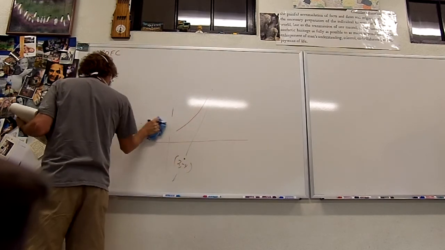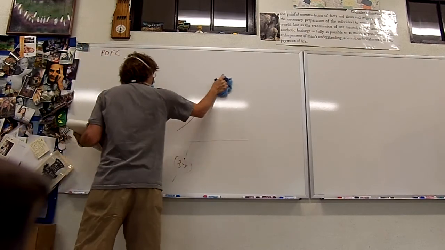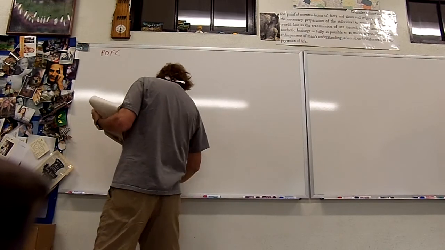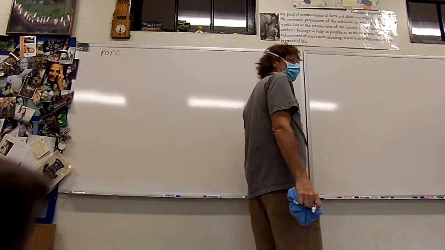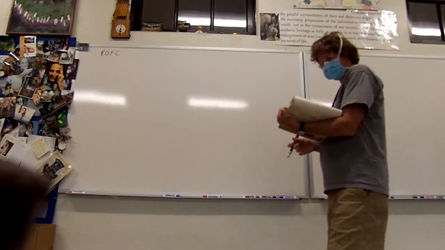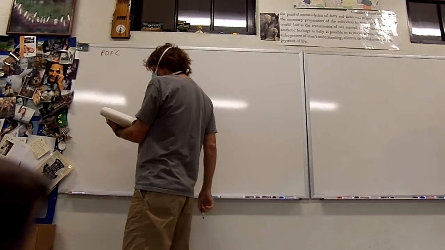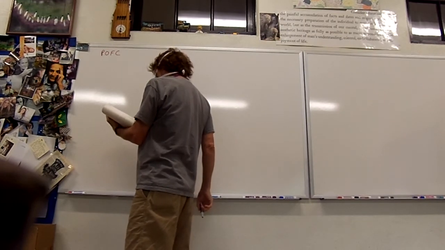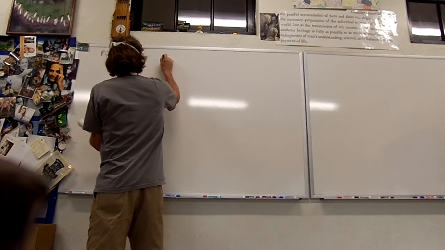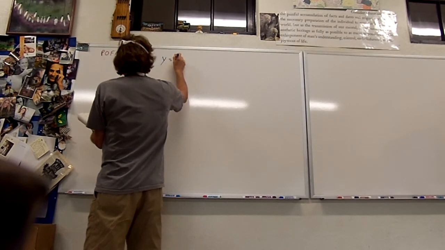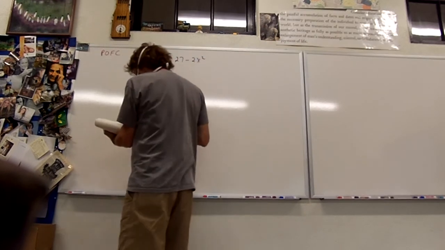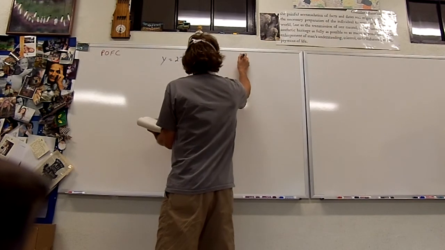Now, same words as the last problem. We're just going to change the equation and the point. The equation is y equals 27 minus 2x squared. And the point is going to be 7, 1 this time.